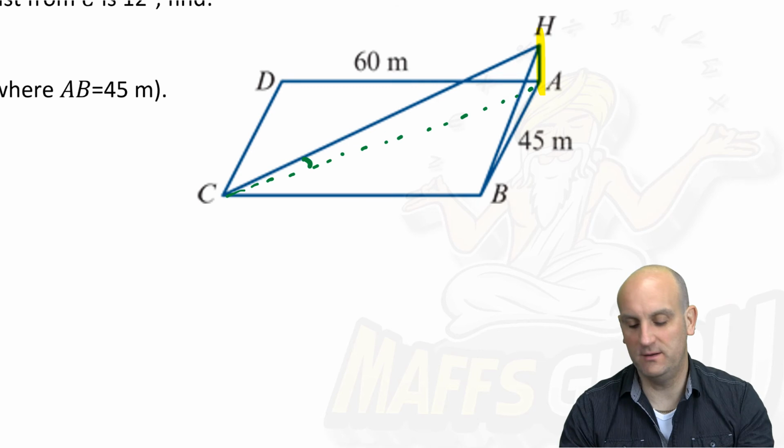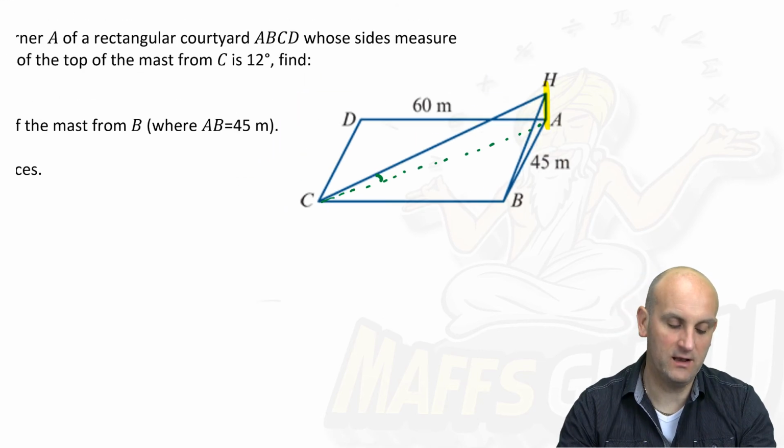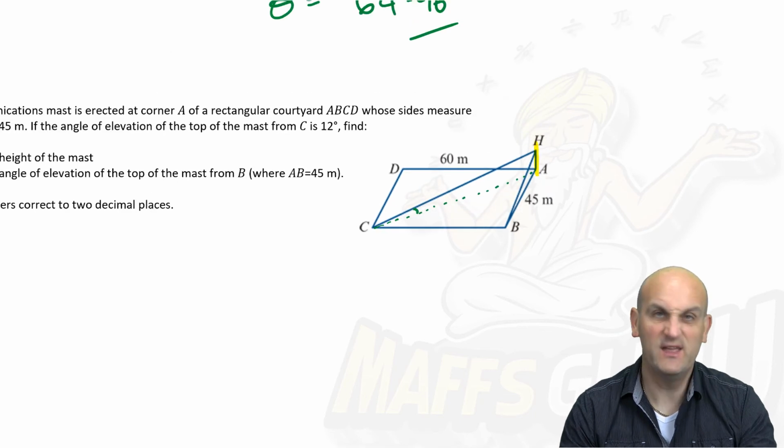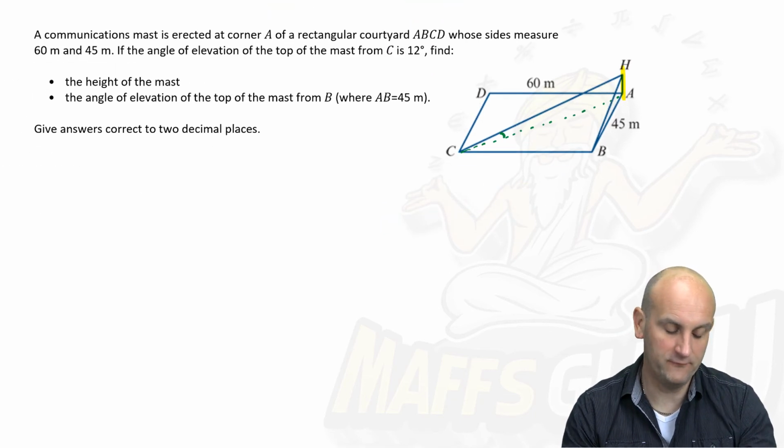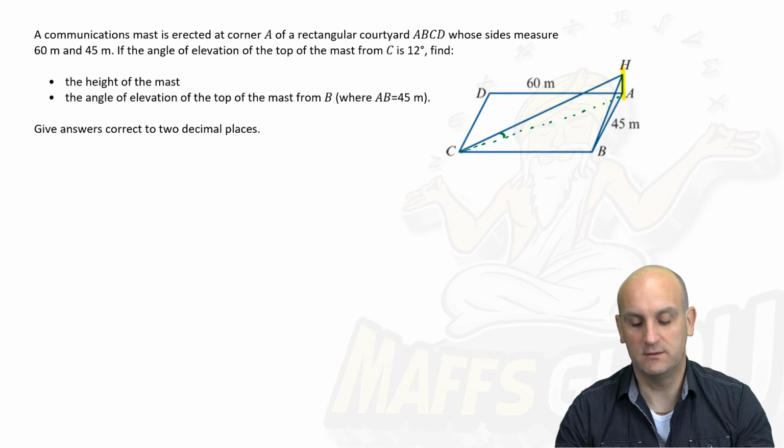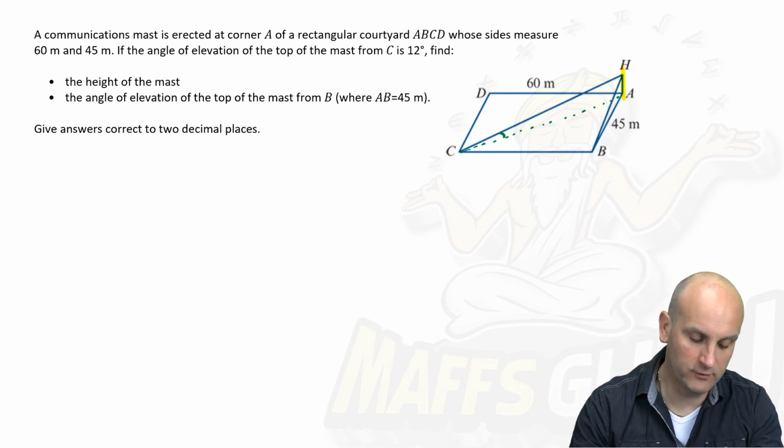Why is that dotted line going to be important to me? Well, guess what, ladies and gentlemen? You're probably going to have to find the length of that line, which we've done in previous questions. They're just not stepping us through it. Okay, so find the height of the mast. Okie dokie. So now, if I look, I've got a right angle triangle.